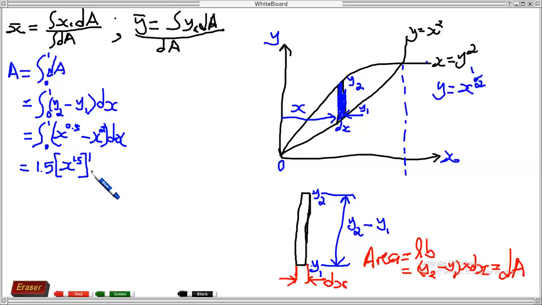From 0 to 1 minus, this is 2. But this 1.5 should have been turned around. I think it's 1 over 1.5. Yeah, 1 over 1.5.